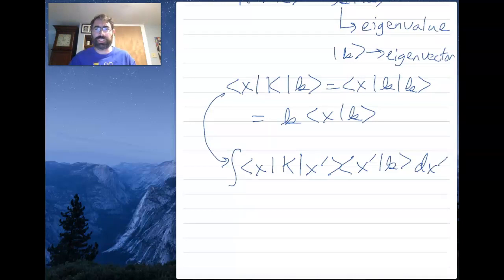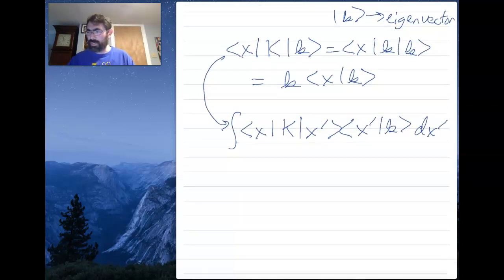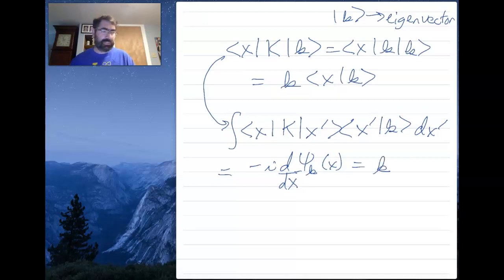We are going to integrate over x prime, because we think we know how to work with x prime. Say x prime is Cartesian coordinates, x is spherical coordinates, and k is just this abstract thing we haven't figured out yet. But we know how to work with x and x prime. So when we do that, what do we get? Well, we follow the same rule as before. K is the derivative operator, and so this integral would give us minus i, the derivative with respect to x, because of the delta function, acting on a function psi sub k as a function of x. And that is now equal to our k eigenvalue times the function back again.